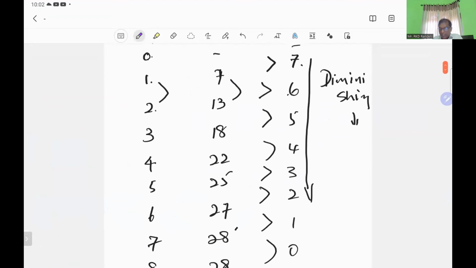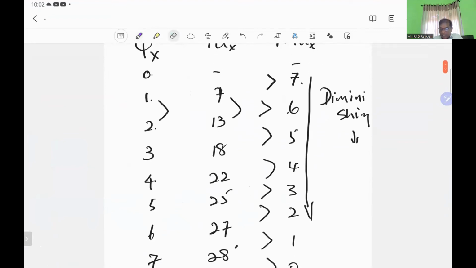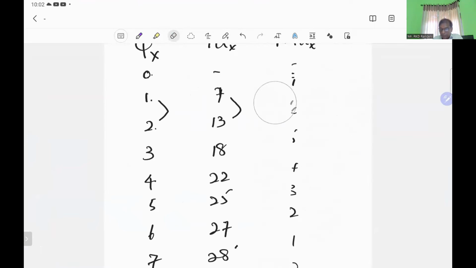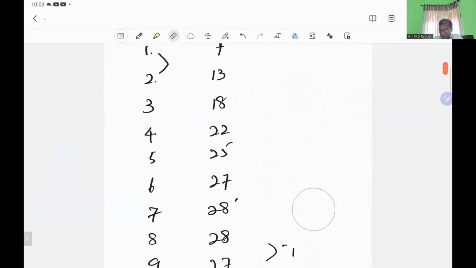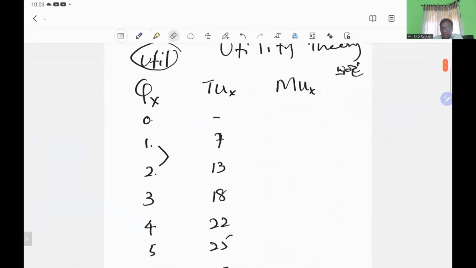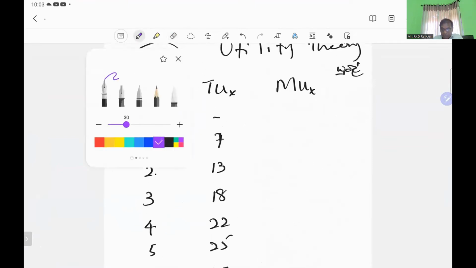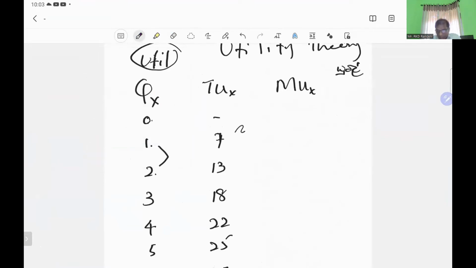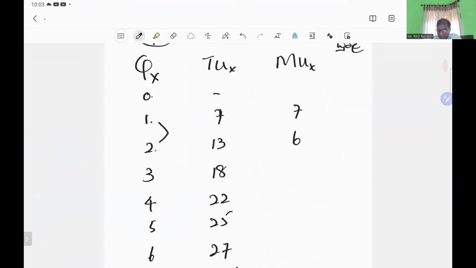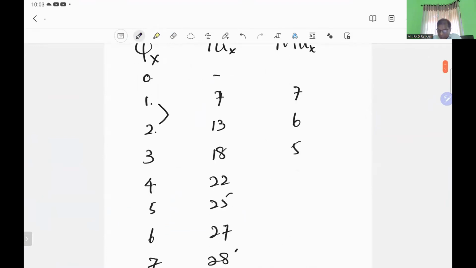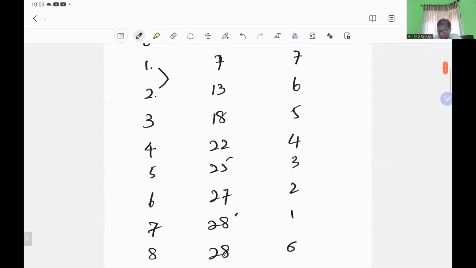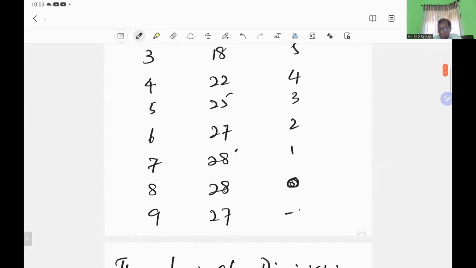We can consider the same data to discuss the equilibrium. Now we will put 7, 6, 5, 4, 3, 2, 1, 0, minus 1.